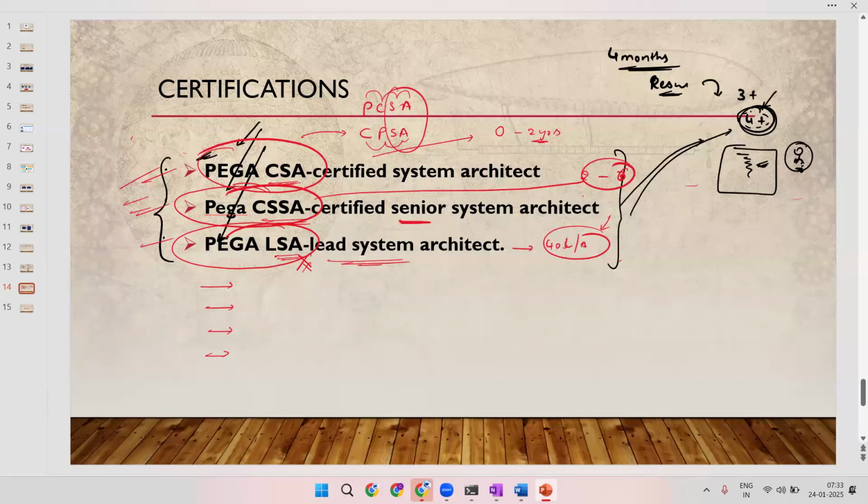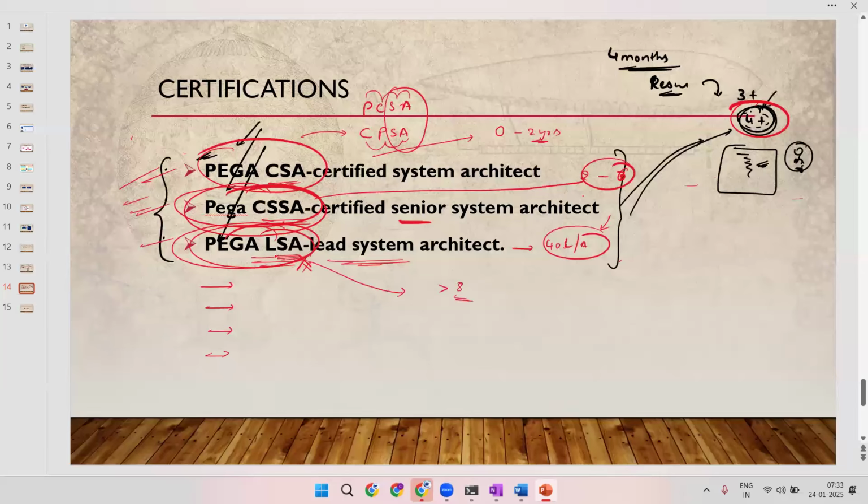You are supposed to go to the CSSA level and get at least 3 years of real-time experience, not this kind of exposure experience. You should really get three years of experience. Only then are you suggested to go for this LSA. Okay, fine. If it is LSA, no doubt you can project your profile with a minimum of 8+ years of experience.